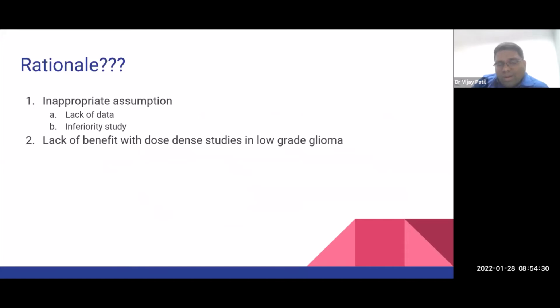One of the things you must understand is that when these assumptions were made, they didn't go for a non-inferiority study. They said that temozolomide would be better than RT. Frankly, if the quality of life remains the same and the deterioration is not significant, even if temozolomide is non-inferior, most people would have accepted it.